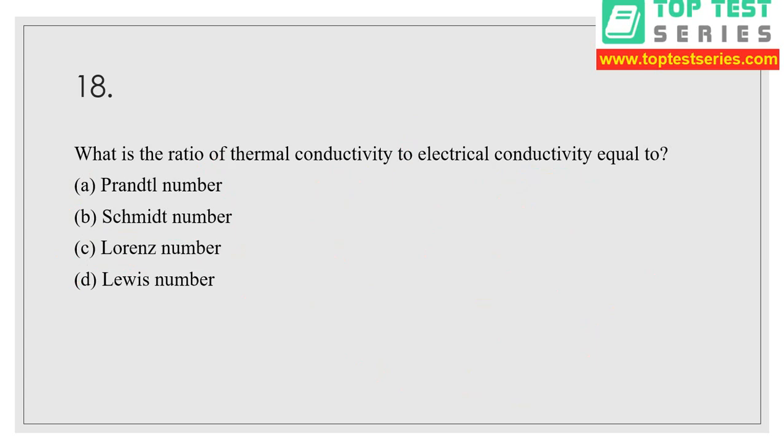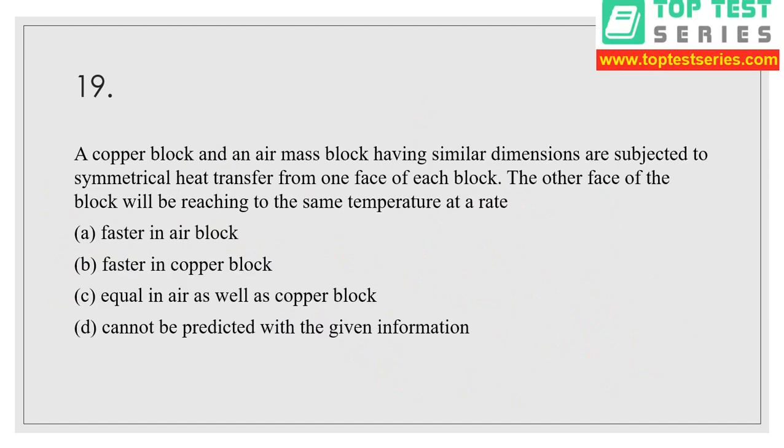Question number 19. What is the ratio of thermal conductivity? Okay, we have done this, I think so. Question 19: a copper block and an air mass block having similar dimensions are subjected to symmetrical heat transfer from one face of each block. The other face of the block will be reaching the same temperature at a rate: faster in air block, faster in copper block, equal in air as well as copper block, or cannot be predicted with the given information.